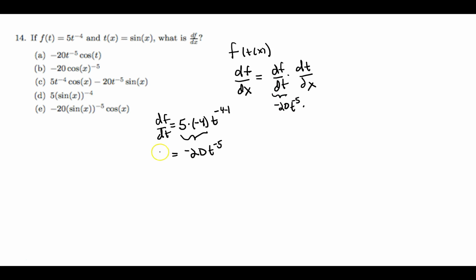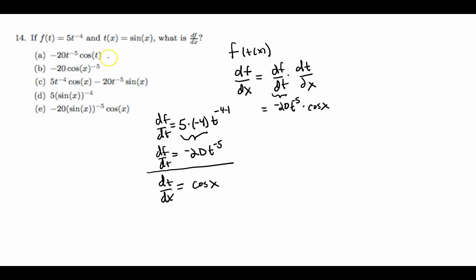And then we have to take the derivative of t with respect to x. Well, sine's derivative is just cosine. And so we multiply this by cosine x. Now your answer should not have a mixture of variables like this. Although some of these answers do have a mixture of variables.